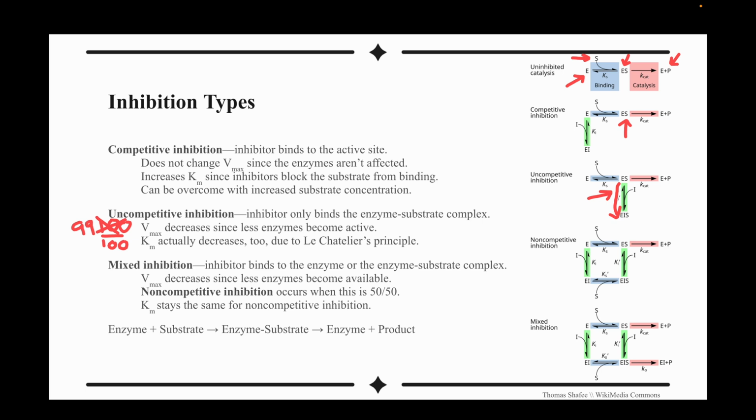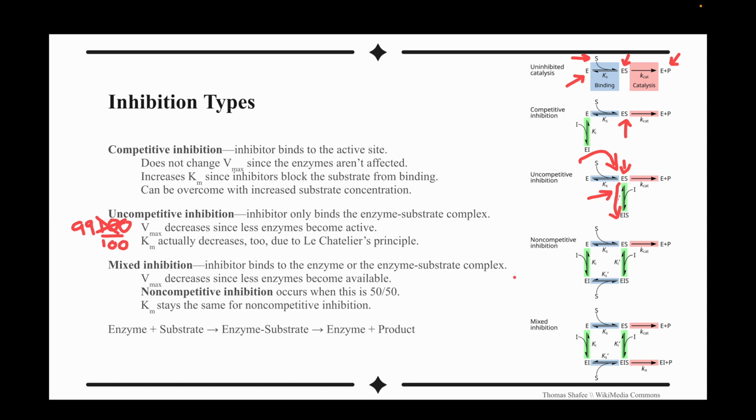Km will actually decrease with uncompetitive inhibition, and this is due to Le Chatelier's principle. Briefly explained, because you are driving down the amount of enzyme substrate complex in the solution, you will drive the reaction to occur more in that direction. Because you're driving the reaction to occur more in this direction, it'll be easier for the enzyme and the substrate to bind together, and that will decrease Km.